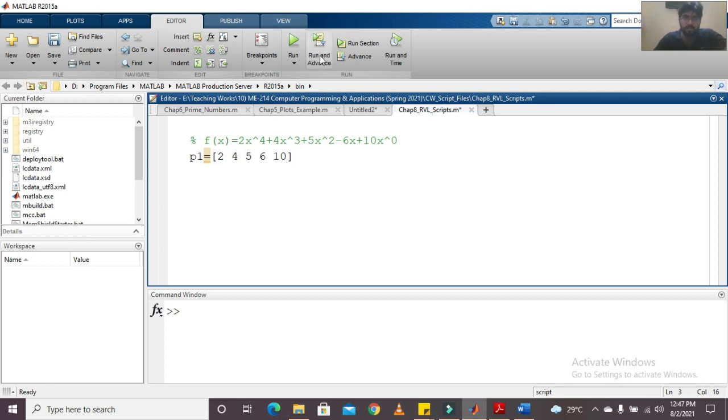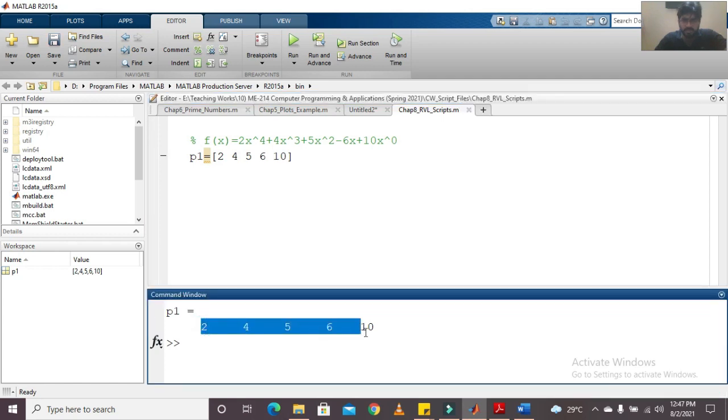If I run it, here you can see an array has been generated for this polynomial, and it is representing that the last element is the constant, then the coefficient of x to the power 1, then the coefficient of x to the power 2, then the coefficient of x to the power 3, and then the coefficient of x to the power 4.